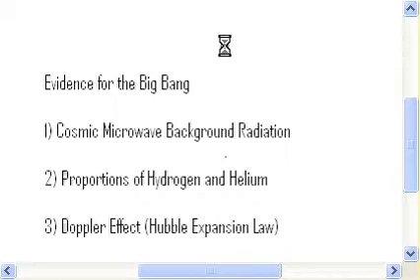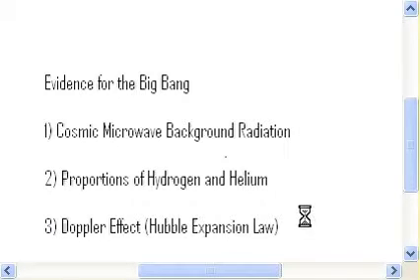Okay, in this lesson we're going to talk about evidence for the Big Bang. There are three primary pieces of evidence for the Big Bang, or for the inflationary Big Bang model. Those are the cosmic microwave background radiation, the proportions of hydrogen and helium that we find in the universe, and the Doppler effect, or the redshift of the stars and galaxies around us. And that's related to the Hubble expansion law. So in this lesson, we're gonna talk quickly about these three things.